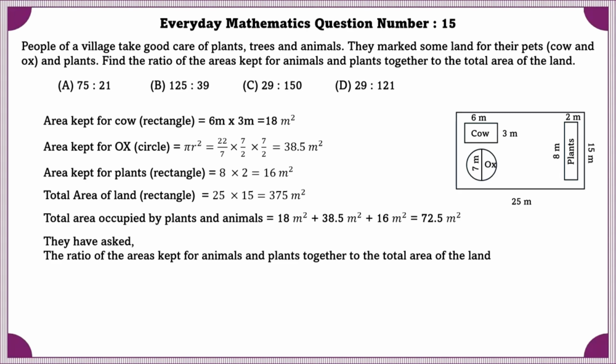They have asked the ratio of area kept for plants and animals together to the total area of the land, which is equal to area kept for plants and animals to total area, which can be simplified into 29 is to 150.